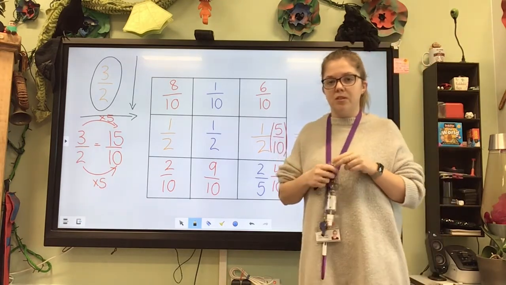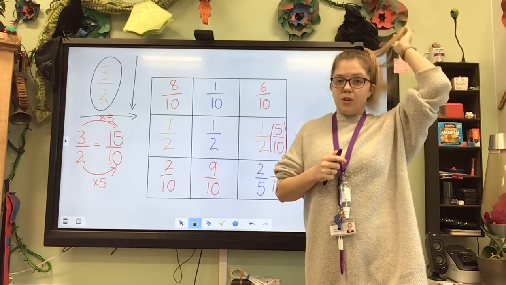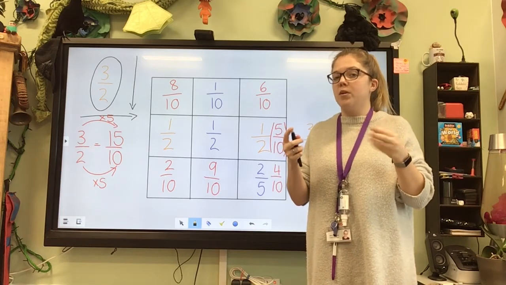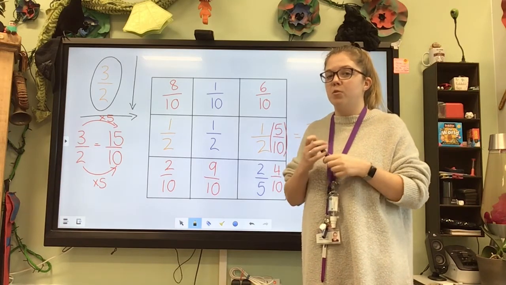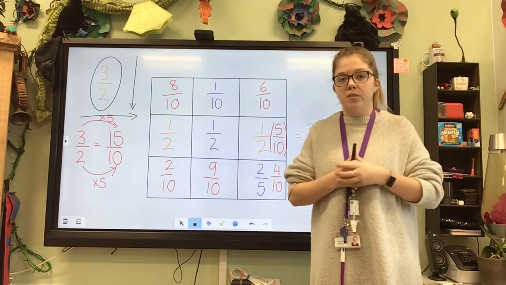As I said, you've got some of these on your worksheet today. Have a go at today's worksheet. You can always watch Friday's video to go back to helping you find that lowest common denominator or that lowest common multiple to help you convert your fractions. But I hope this video helps, and I'll see you tomorrow.